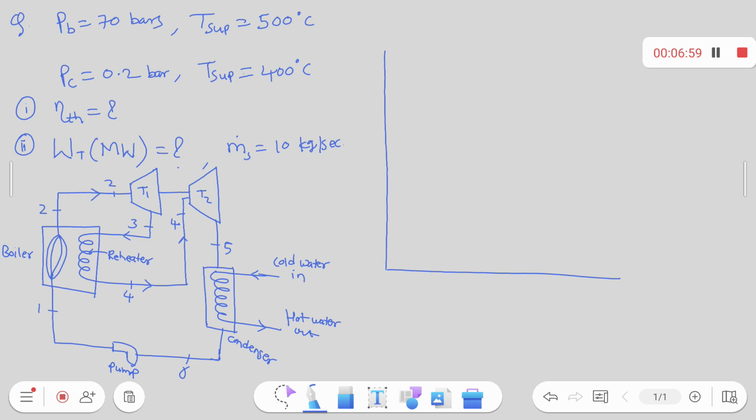So first draw this line. What is the name of this line? Saturated liquid line, right? Then this is the saturated vapor line. Now what is this 1, and what is 6?